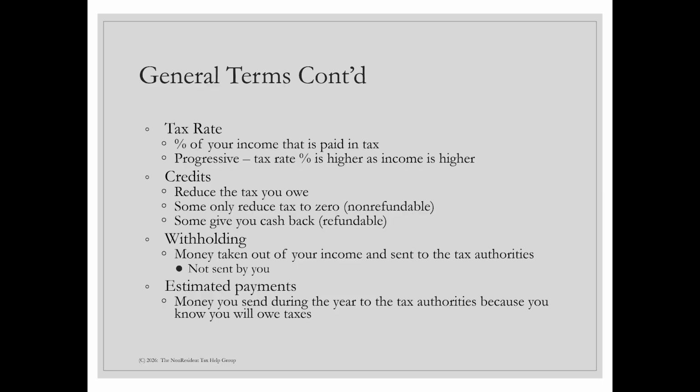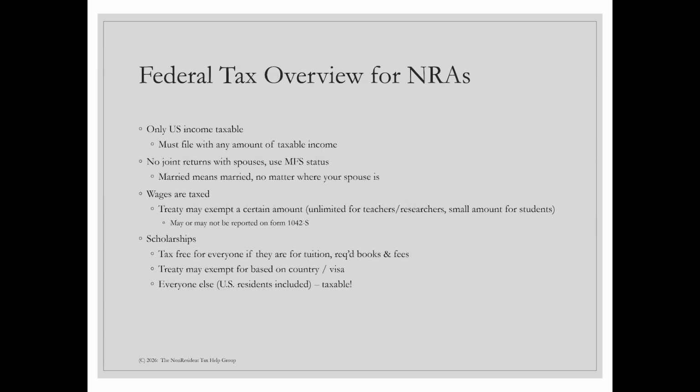Withholding is money that's taken out of your income and sent to the tax authorities, right? This is very important: it's not sent by you. Whoever was paying you, they sent that money to the government on your behalf. If you send money to the government because you know you're going to owe some money in taxes, that's called estimated payments.